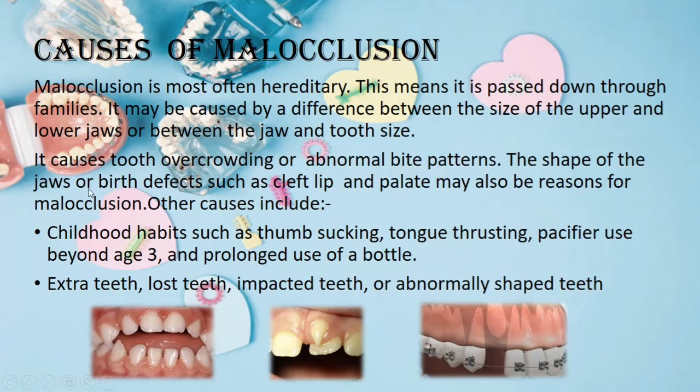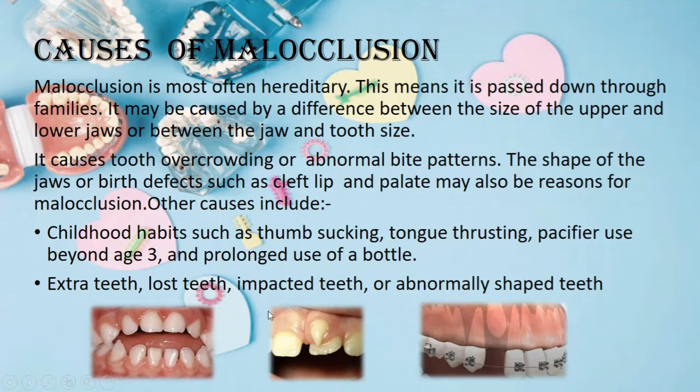The shape of the jaw or birth defects such as the cleft lip and palate may also be reasons for the malocclusion. Other causes: childhood habits such as the thumb sucking, tongue thrusting, behaviors used beyond age 3, and prolonged use of the bottle. As shown in the picture, we will have an overbite.